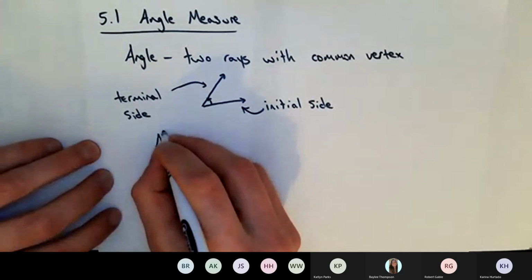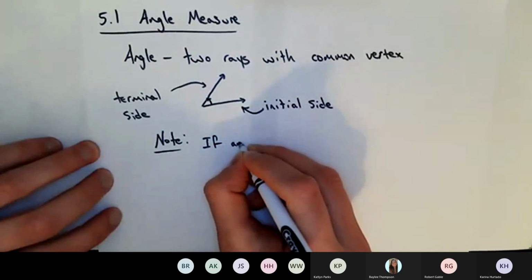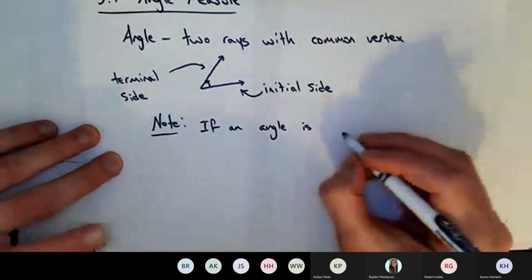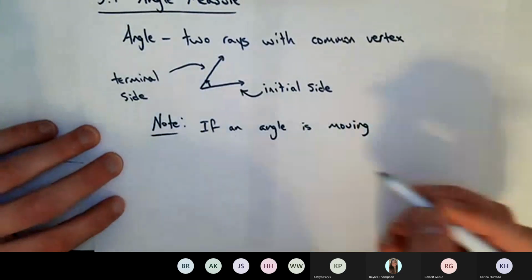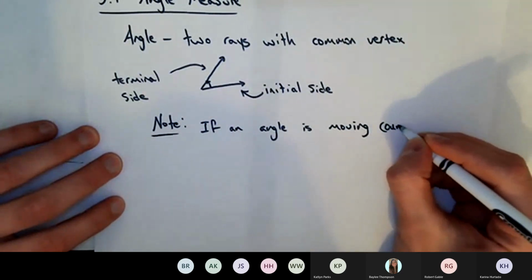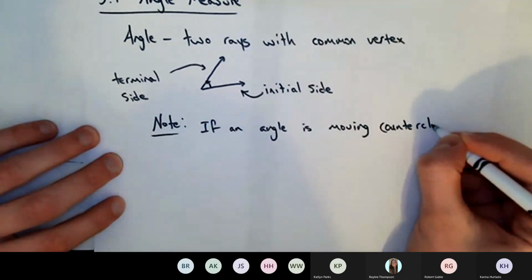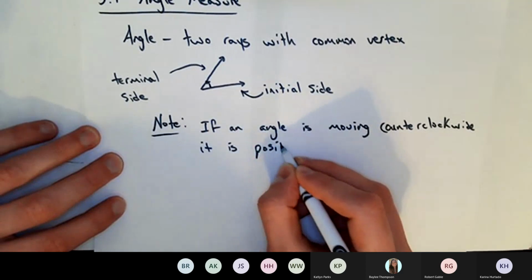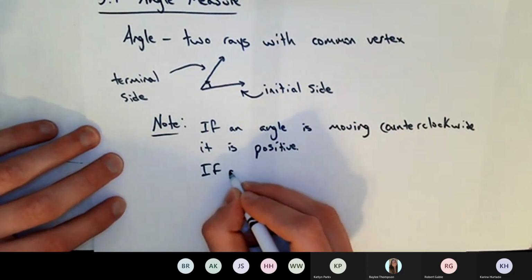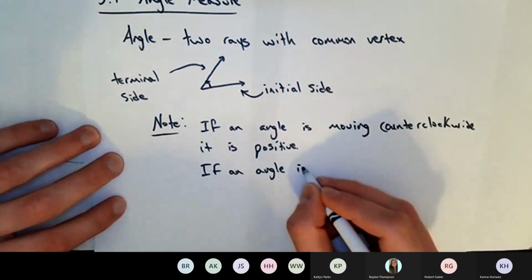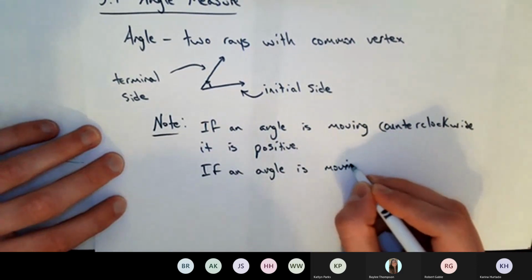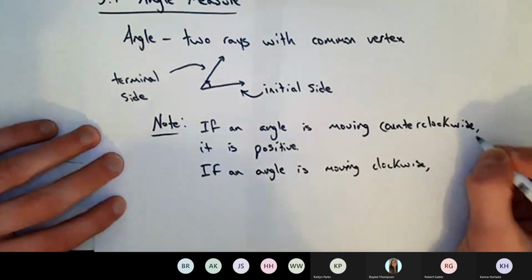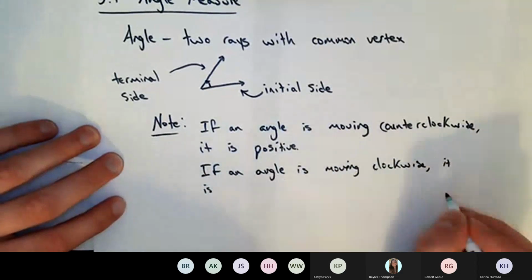Okay, here's an extra note. If an angle is moving counterclockwise, it is positive. If an angle is moving or measured clockwise, so this way, it is negative.